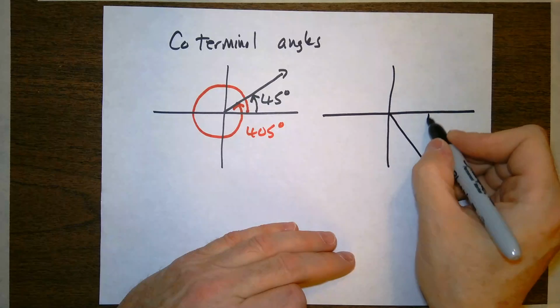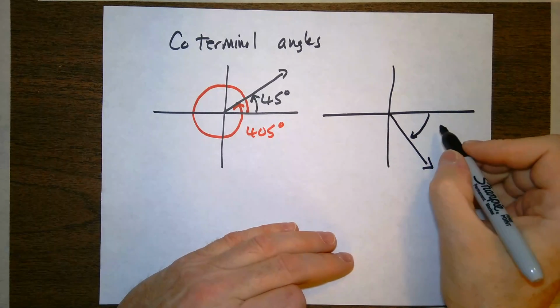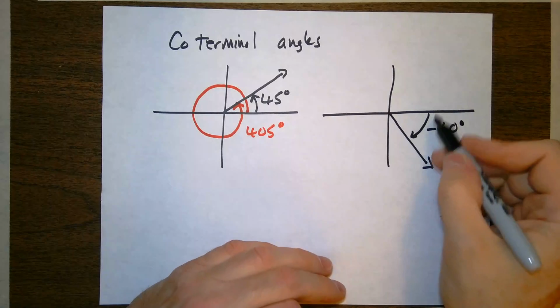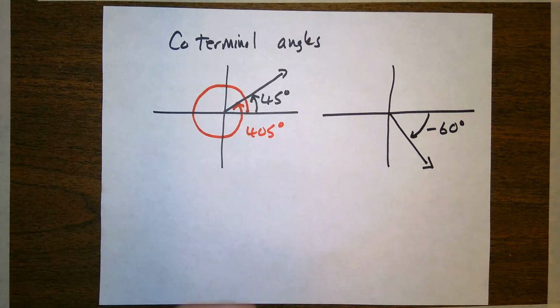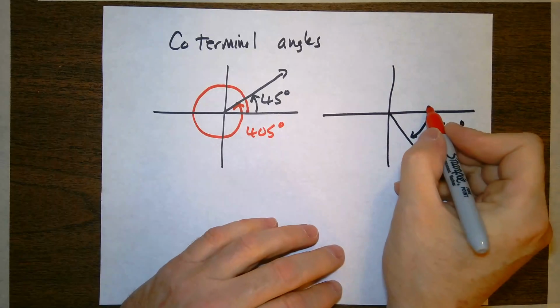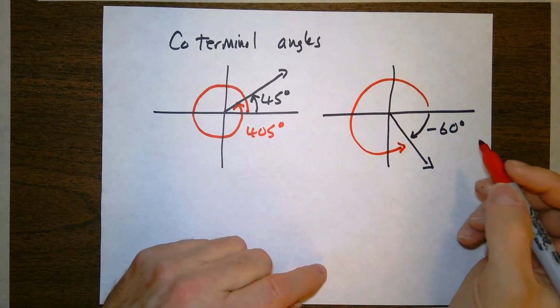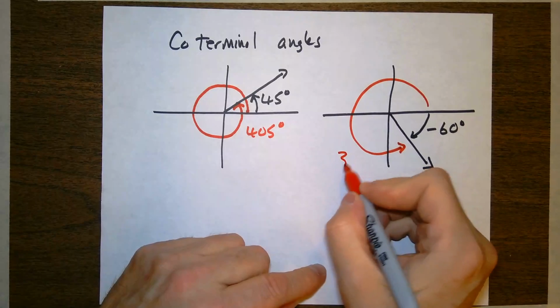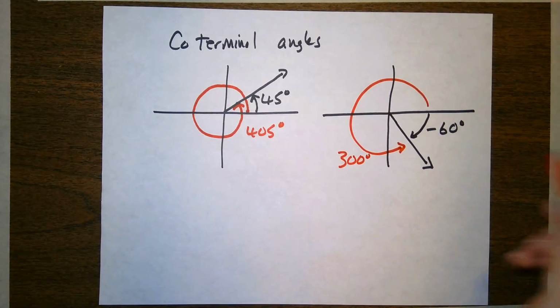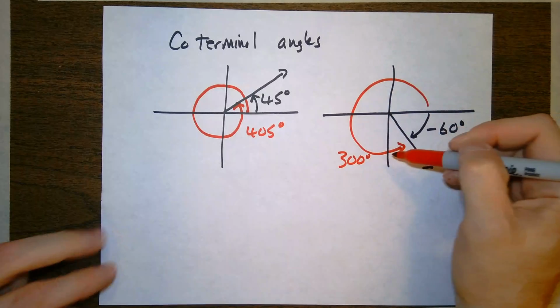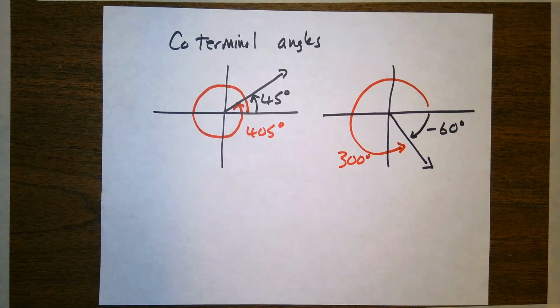I could have an angle of negative 60 degrees, and the coterminal angle this way would be 300 degrees. They are really the same angle, negative 60 degrees and 300 degrees. So there's lots of possibilities here.